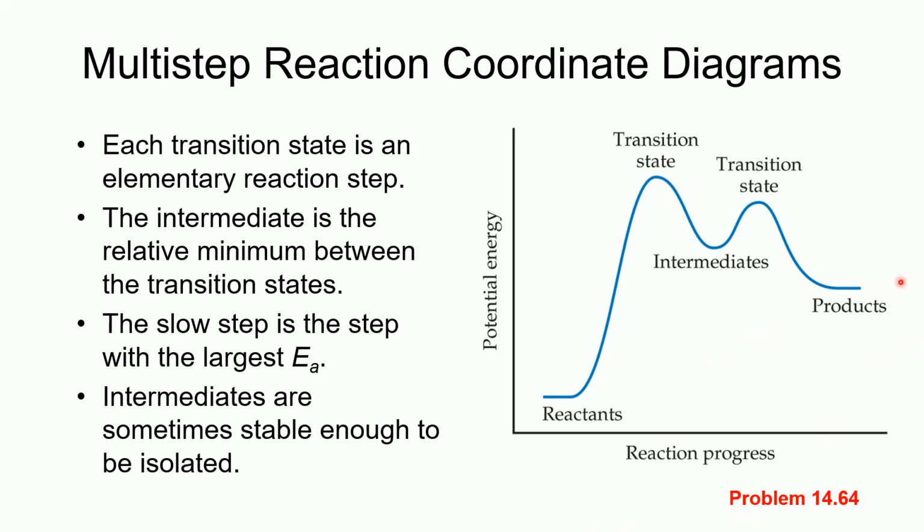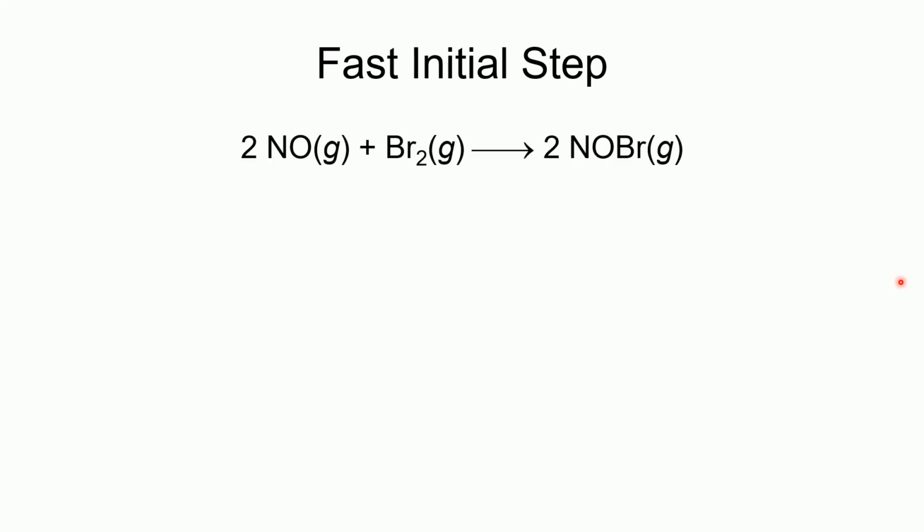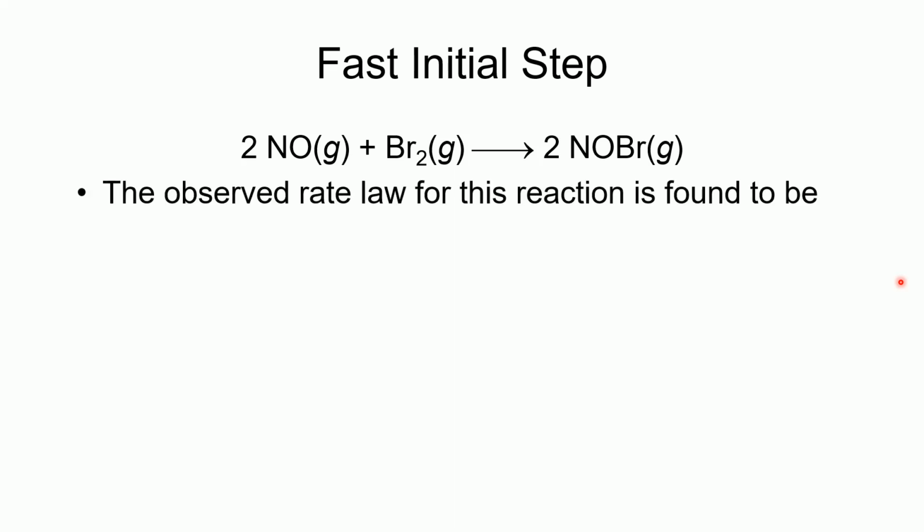All right, we are close to getting done here. Very, very close. So now for a fast initial step. Here we've got the reaction 2NO plus Br2 gives us 2NOBr. We'll find that when you do experiments for this, we'll get an observed rate law that looks like this: rate observed is equal to k times the concentration of NO squared times the concentration of Br2.